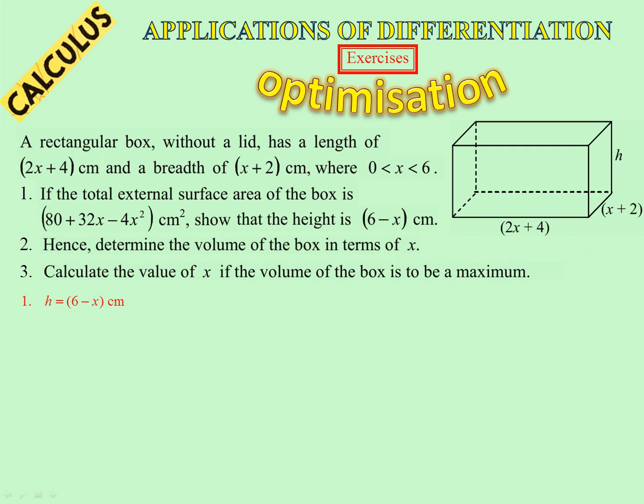Volume of the box in terms of x. So that's just a case of length times breadth times height. 2x plus 4 times x plus 2 times the height, which we've shown is 6 minus x. Multiply it out, and there is our volume. Calculate the value of x if the volume is to be a maximum.